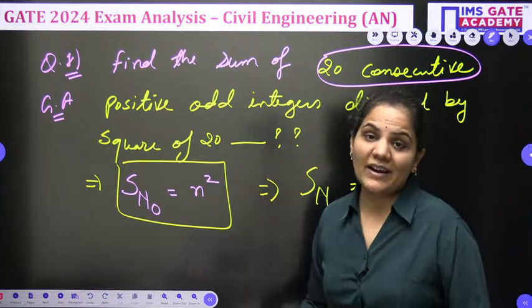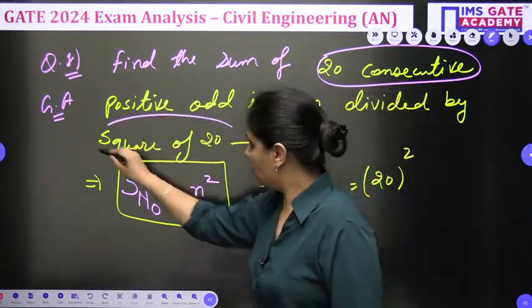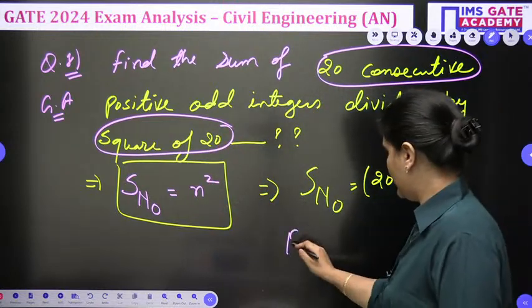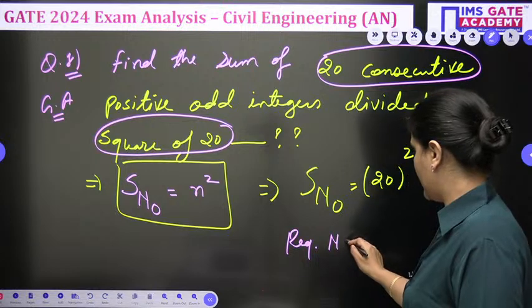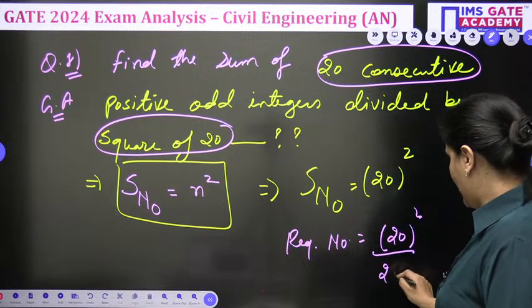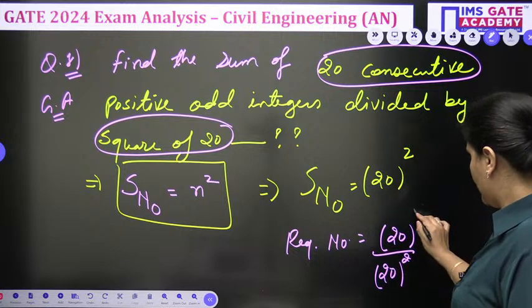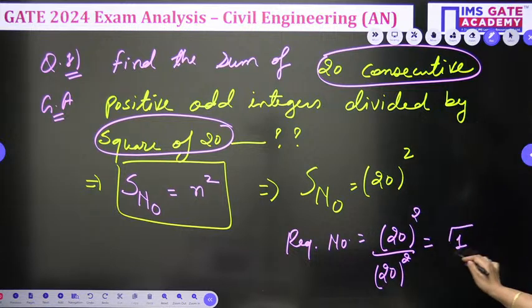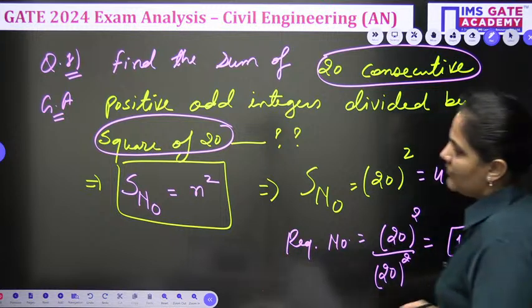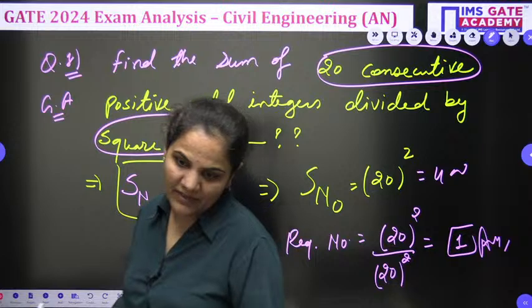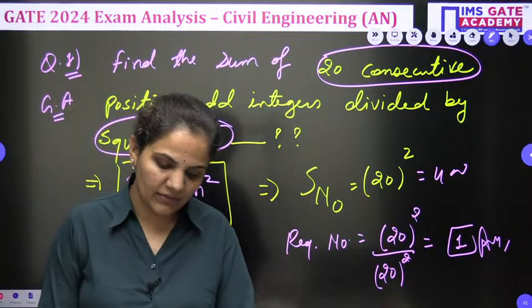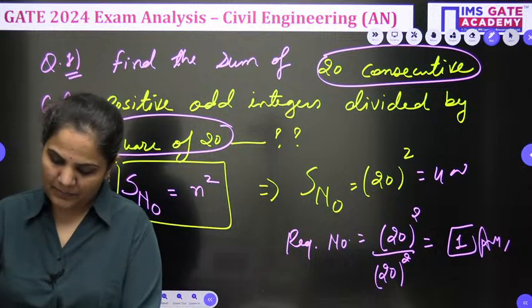You want it divided by the square of 20, so you need to divide it again by 20 square. So the required result will be 20 square divided by 20 square. When you go with this one, the result will be 1. 400 by 400, your result will be 1. Very easily, very simply we can approach it. I hope this question was very clear to everyone, because this is a very simple question.